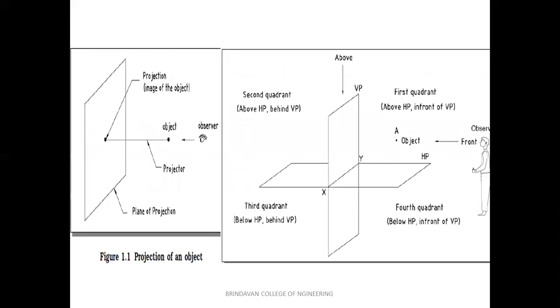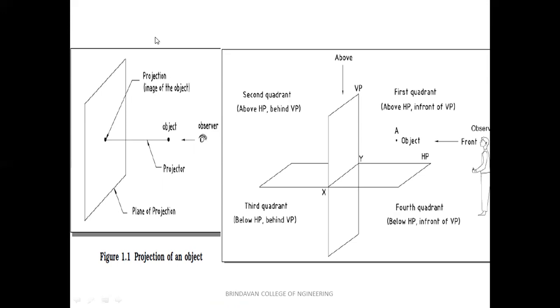This is our first concept: how we do projection. You can see the projection of an object in figure 1.1. There is an observer who is looking at an object, and the object's image is forming on the plane. So three things are important for a projection: observer, object, and plane. The image projected on the plane of projection is what we call a projection. We are replacing the view of an object by means of a projection.